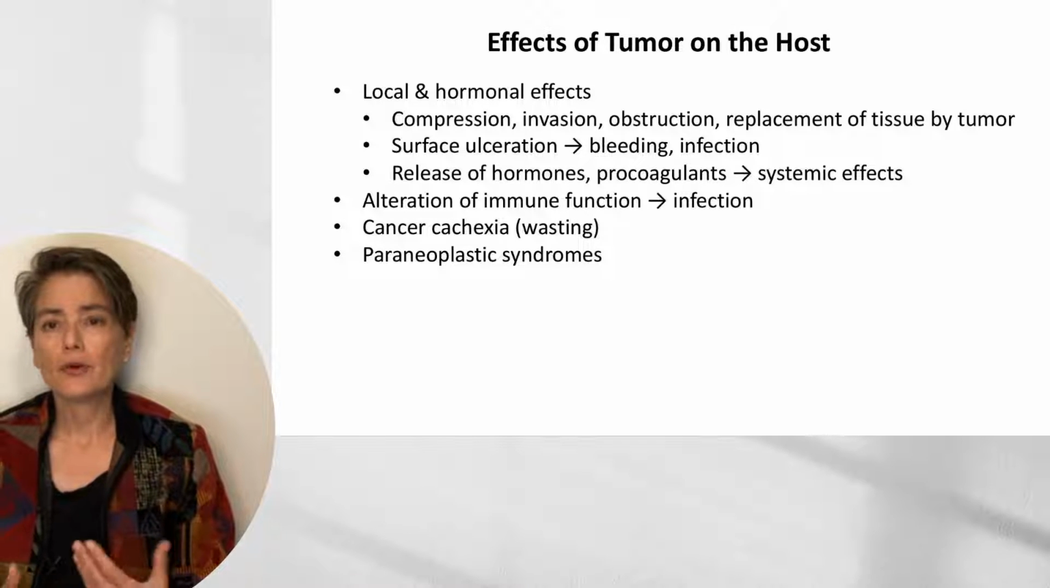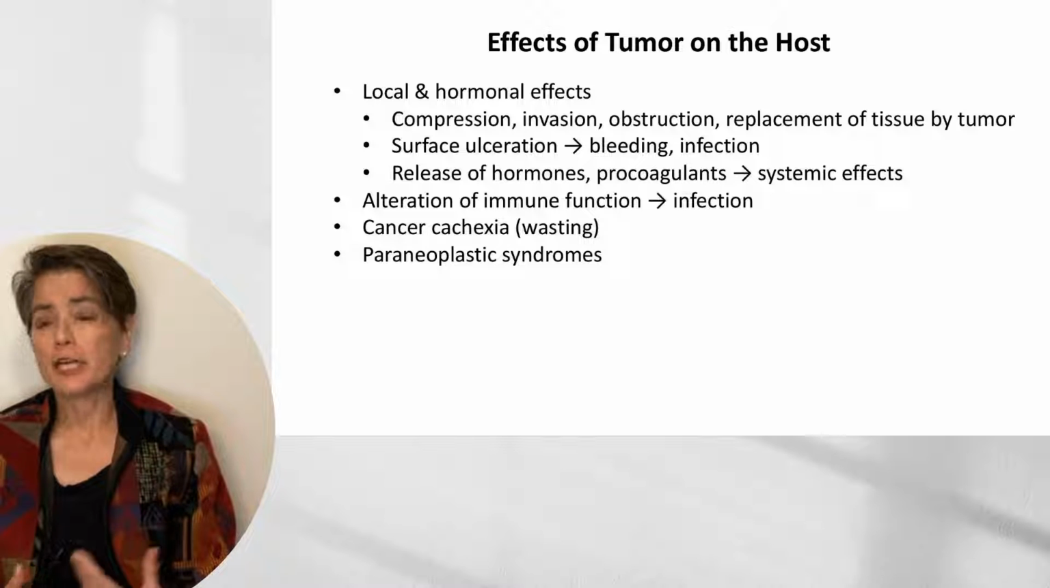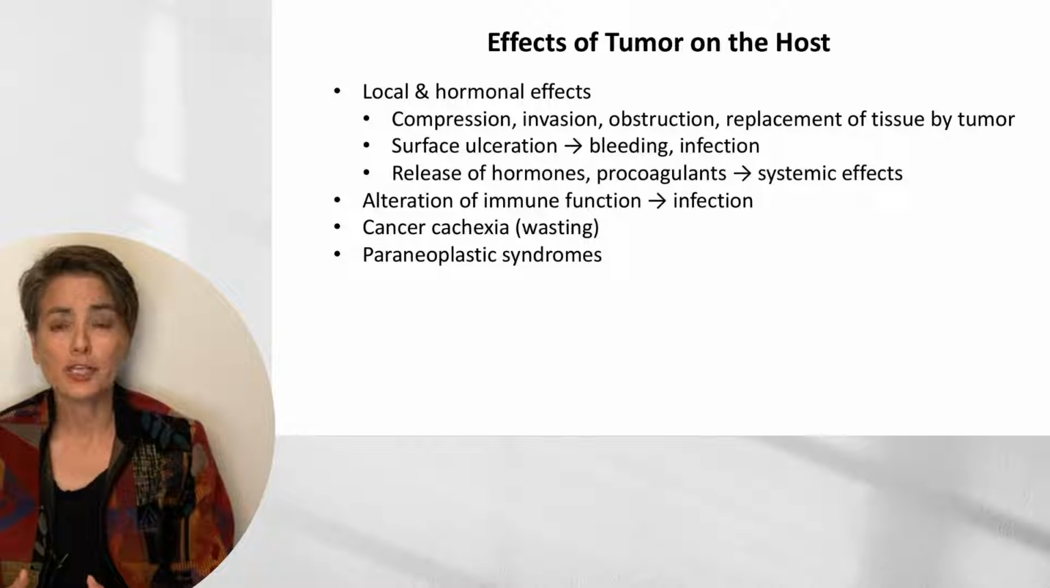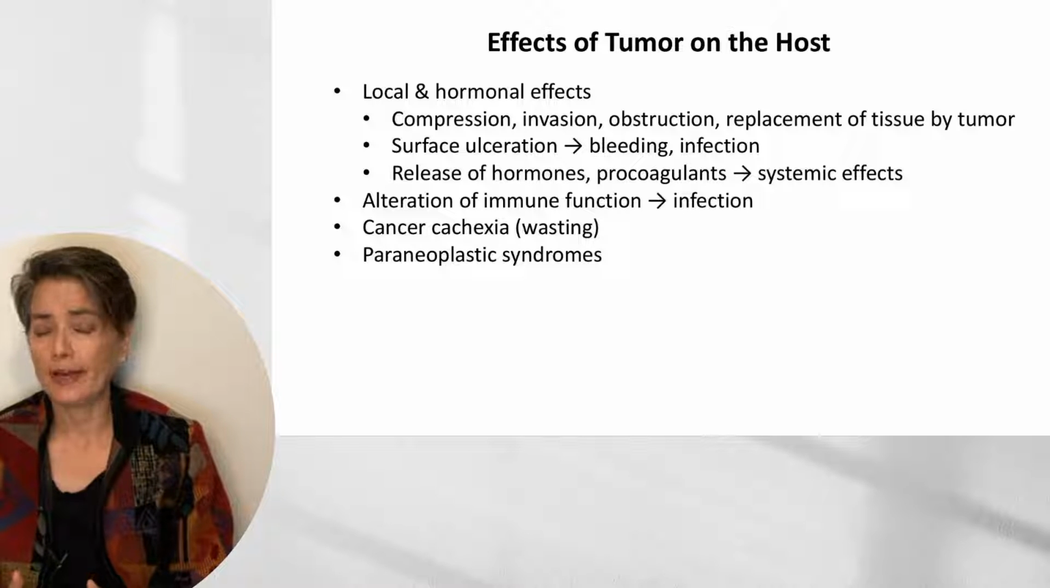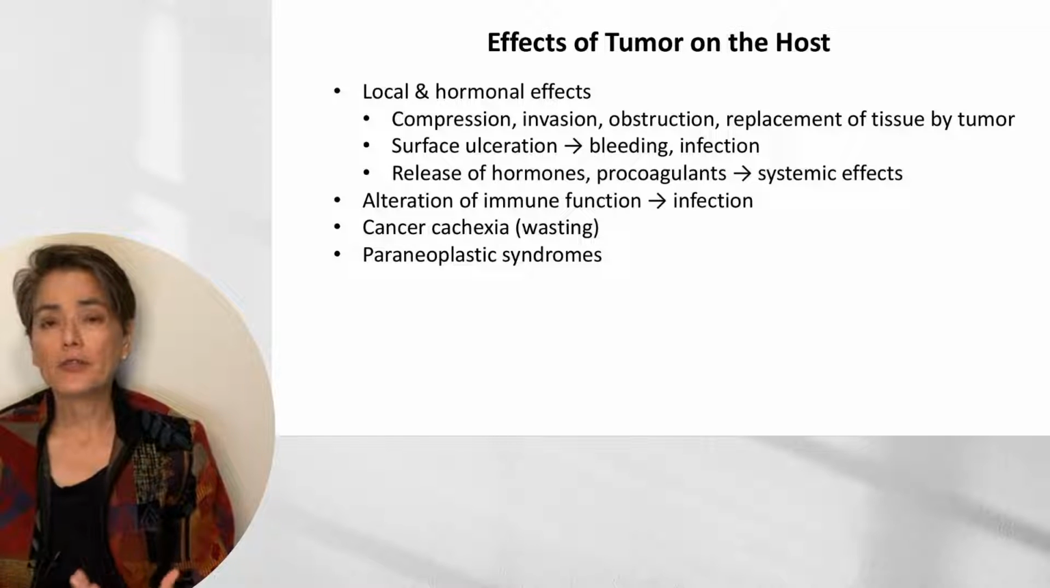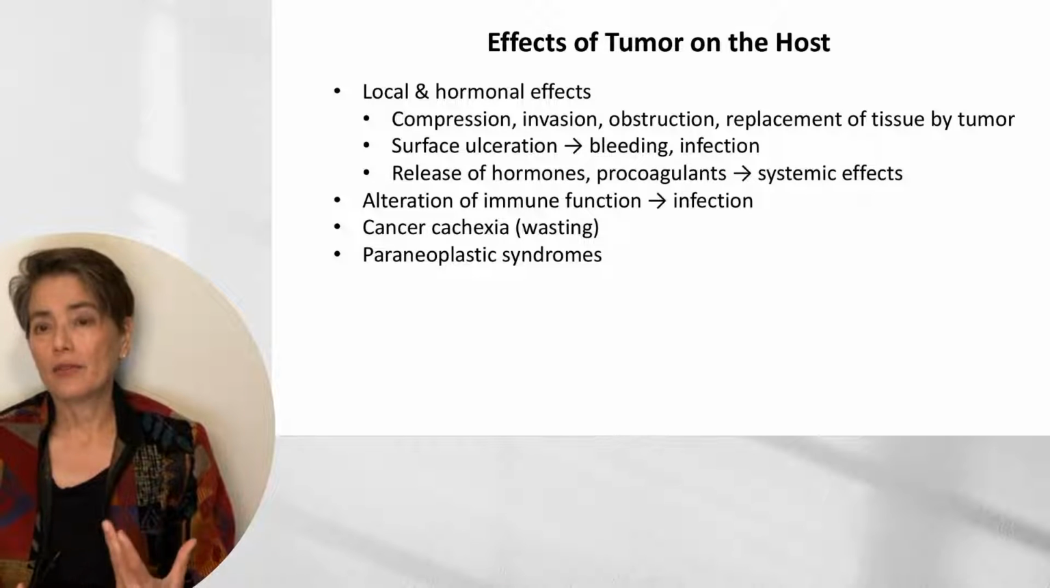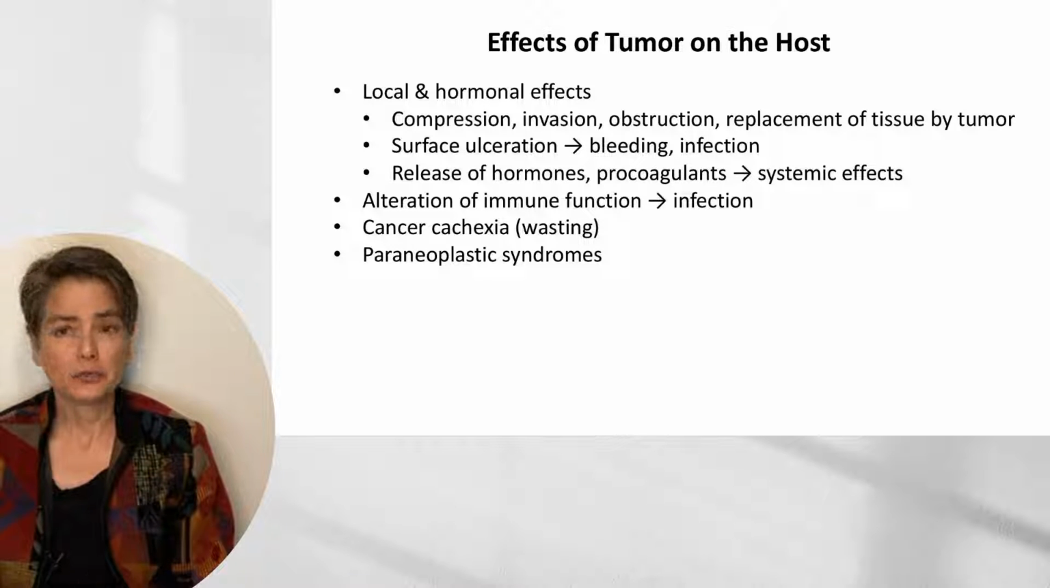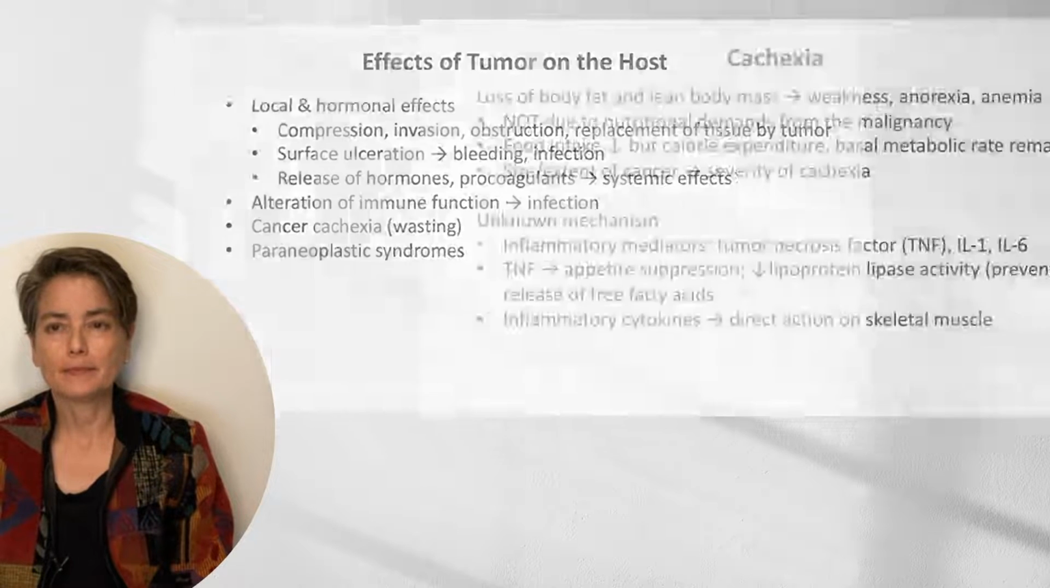Now, there are some other alterations we can see, particularly with our hematopoietic neoplasms. We can get an alteration of immune function that can lead to increased risk of infection. There is another effect we can see, and I'll spend a little more time on that on the next slide, with cancer cachexia or wasting. And then the final one I'd like to talk about is paraneoplastic syndromes, and I'll go into those in more detail. But let's turn our attention now to cancer cachexia.